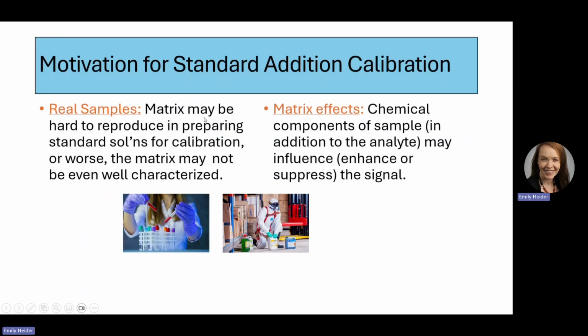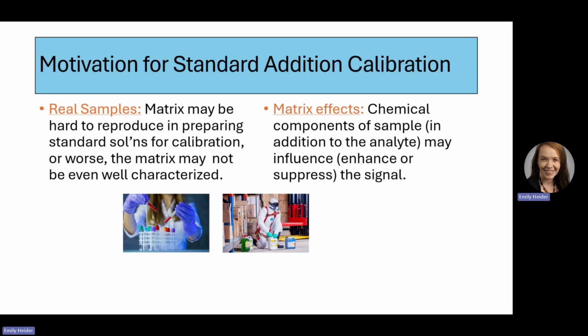So let's first look at why you might need to use this more complicated type of calibration method. This is a way to cope with a reality that real samples that we want to analyze are typically occurring in a matrix that could be more complicated than what we would like to work with. So blood plasma or complicated environmental samples could have matrices that are hard to reproduce in preparing our standards, or we might not necessarily even know what all is in the matrix.